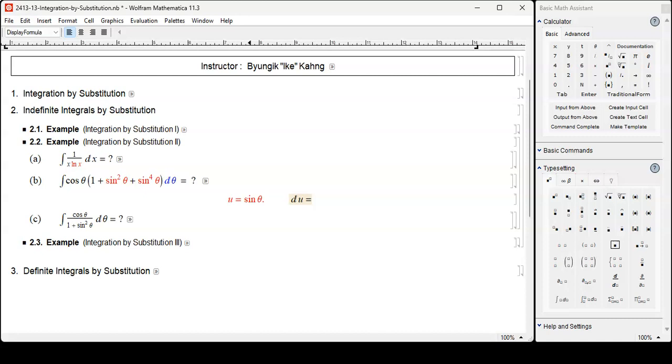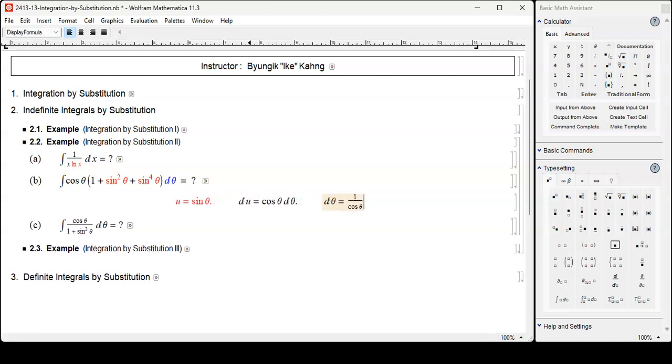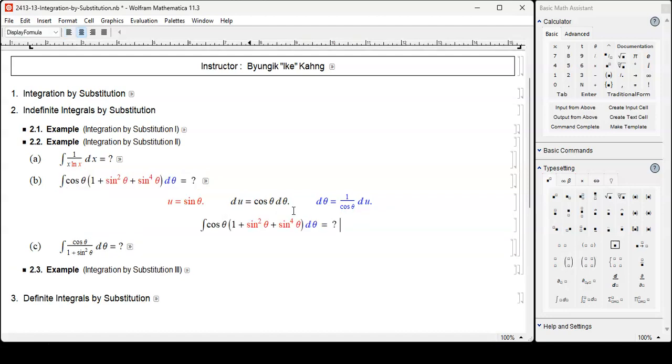du is cosine of theta d theta. Therefore, d theta is 1 over cosine of theta du, and that's going to go in there. Okay, so step 1, substitution. Step 2, derivative. Step 3, solve for d theta. Okay, all right. Let's go to step 4.